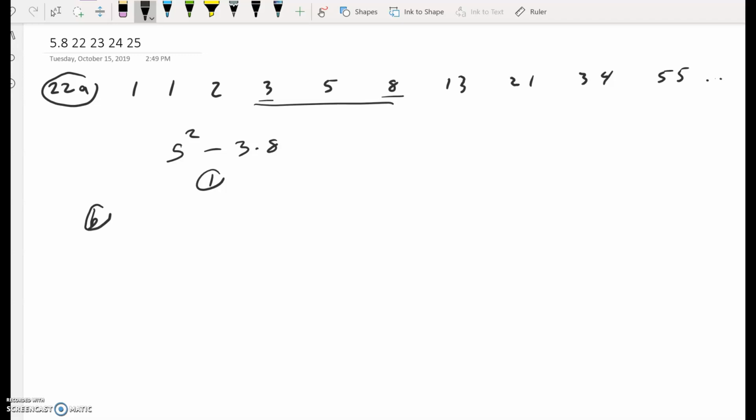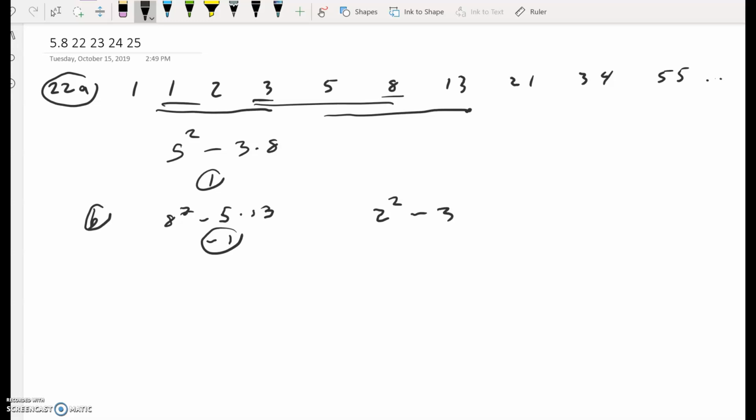Part B says do it some more times. So I'm going to do that. I'm going to get 8 squared, the middle number, minus 5 times 13. That's negative 1. I'm going to pick these three numbers, and I'm going to do the middle number, 2 squared, minus 1 times 3. And so I'm getting 1.